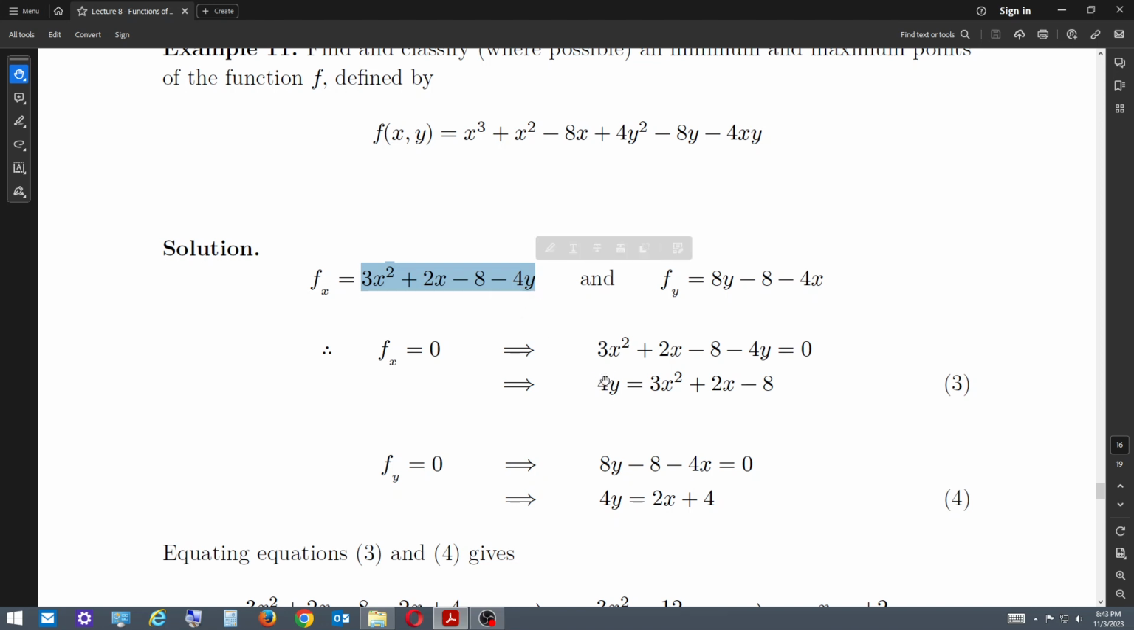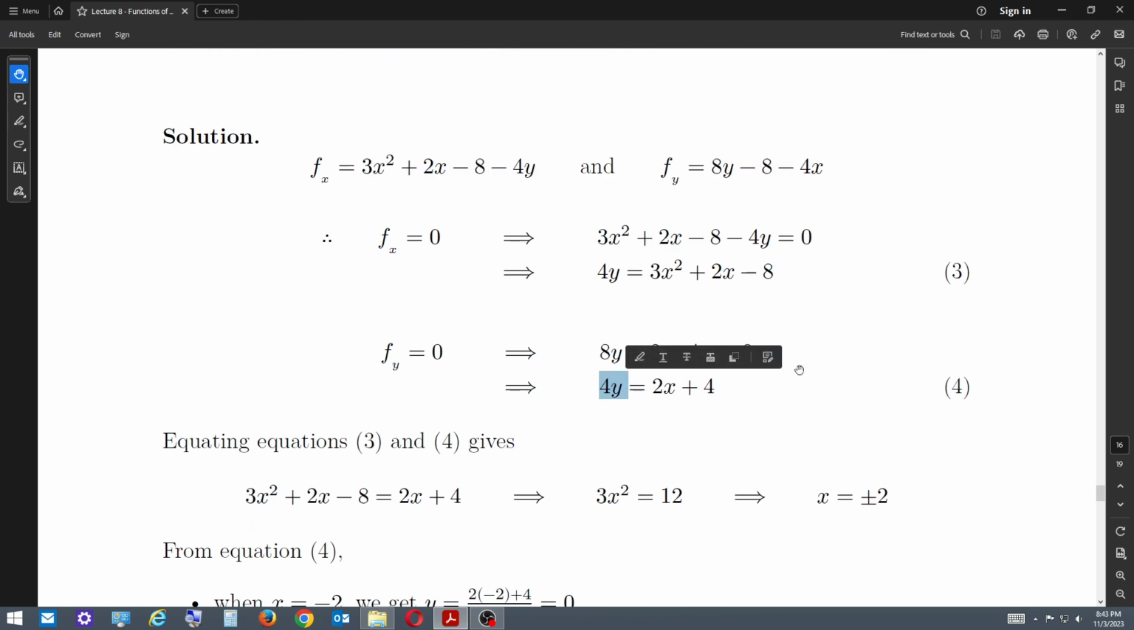So in this case, I left it as 4y because I didn't want to have any fractions, but also because I could get a 4y from the second equation. Right? From this equation, I could get a 4y if I divide by 2. And because I have a 4y here equal to this expression and a 4y here, I could equate both of these because they're the same thing. So you equate the right hand side of both of these equations because the left hand sides are equal. And that allows me to get an equation in x alone, and then I can solve that.